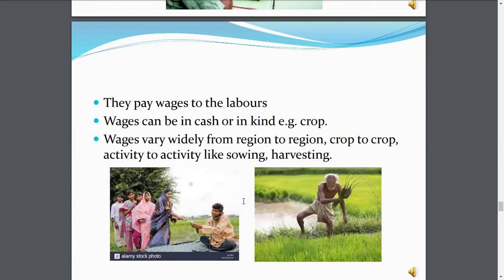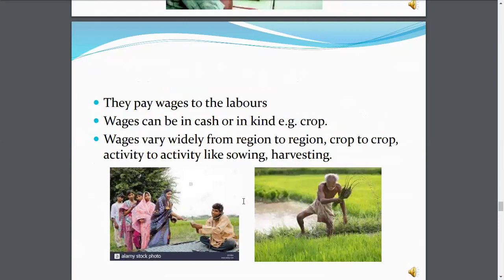See this slide. They pay wages to laborers. Wages can be in cash or in kind, for example, crop. Wages vary widely from region to region, crop to crop, activity to activity, like sowing and harvesting. This is what I told you earlier about the medium farmers and large farmers, how they are going to give wages to the labor. Some people they give in cash or in kind.